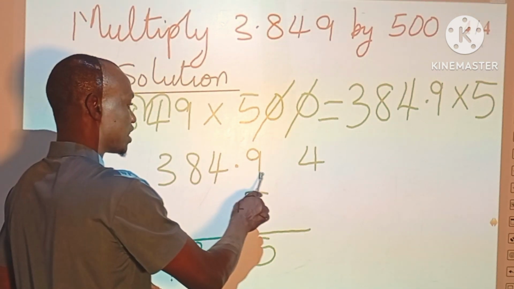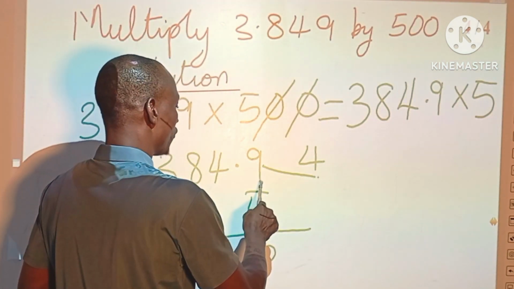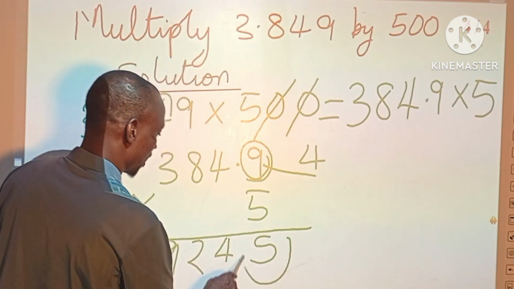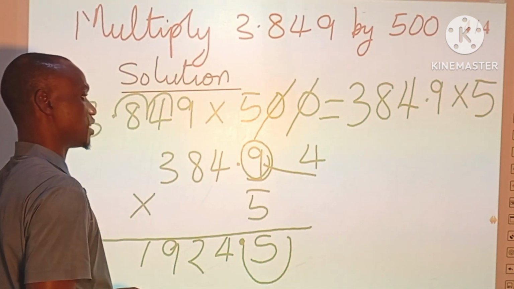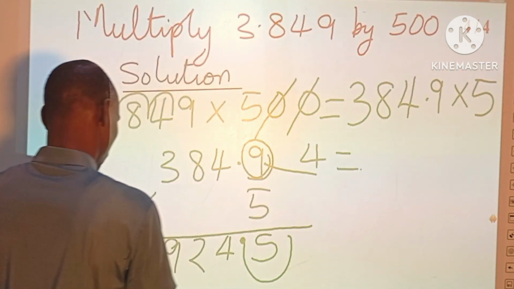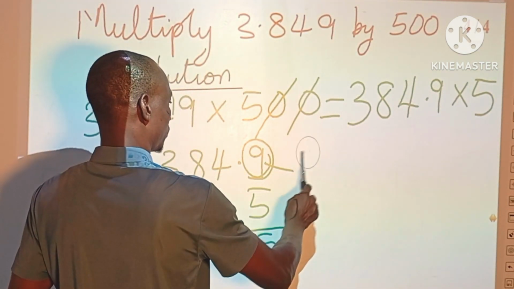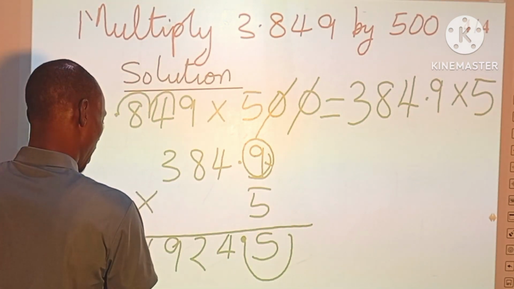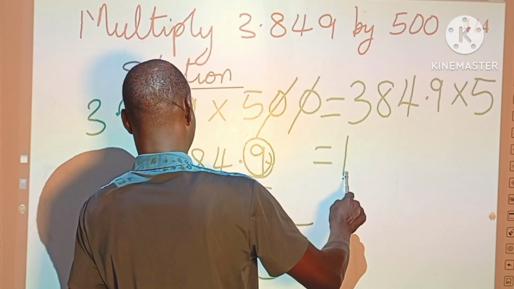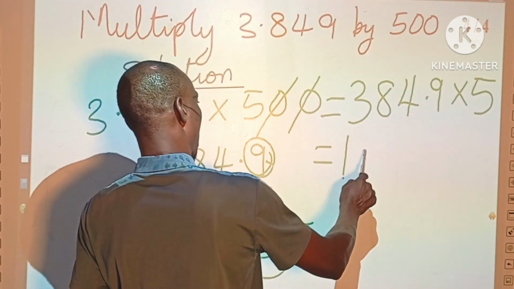Now we have one decimal place. Here we have only one decimal. Now we're going to count the decimal from our right hand side back. That's one decimal. So the answer to our question is simple, which is 1,924.5.